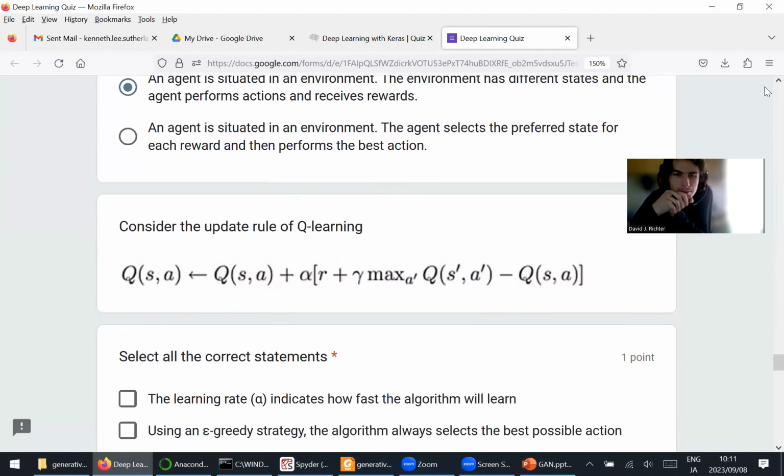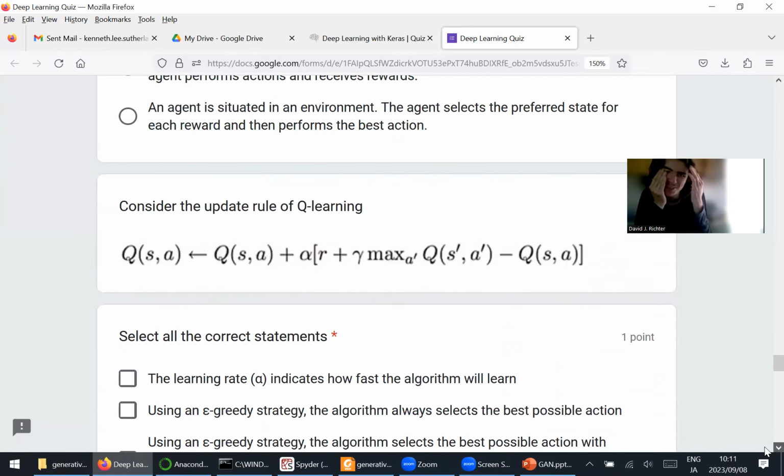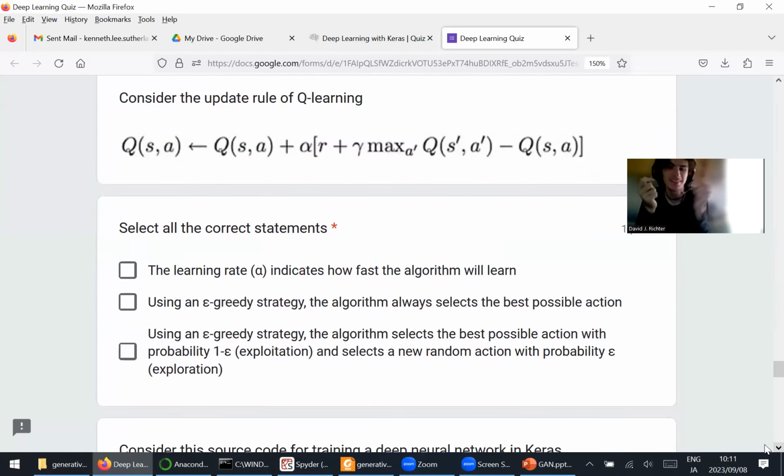Whenever I see things like Markov, my brain starts to melt. Yeah, every time I have to reread Markov, I cannot remember it for the life of me. Indicates how fast the algorithm will learn using an e-greedy strategy. I think the second one is wrong because epsilon greedy means it also uses randoms. The third one is correct for sure. The learning rate indicates how fast. So I think this is true.